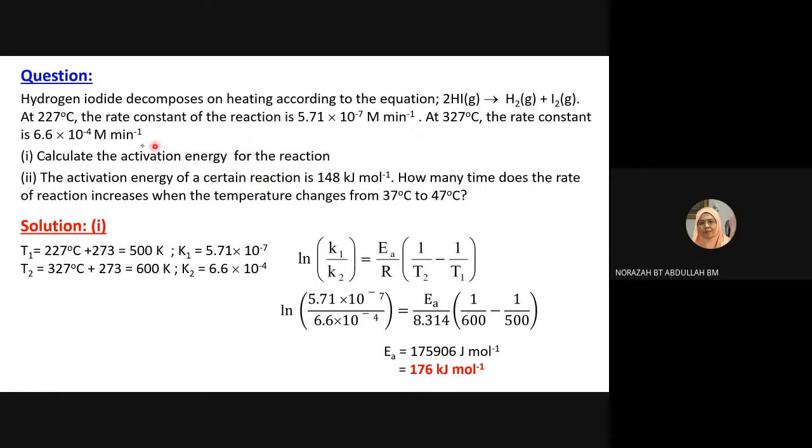Contoh saya ada kat sini ya. Kita nak tahu soalan tu jenis macam mana, kita baca tengok. Halogen iodide decompose on heating according to the equation. So ini equation, ini reactant, ini product. At 227 degrees the rate constant. Okay, so ada temperature, ada rate constant R. Kemudian dia mention about other temperature pula. The rate constant is. Okay. Jadi ini dia memberi dua temperature, 2K mencari activation energy kan. Kat sini ada 2K, 2 temperature, ada EA. Ini mencari EA.